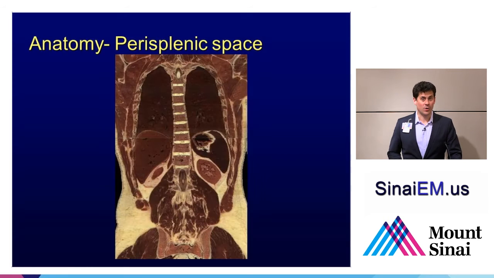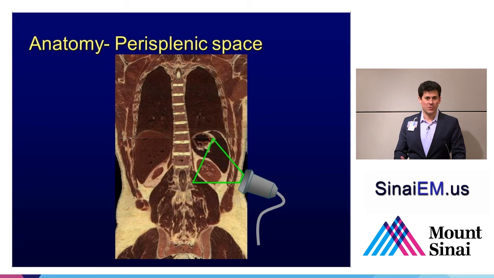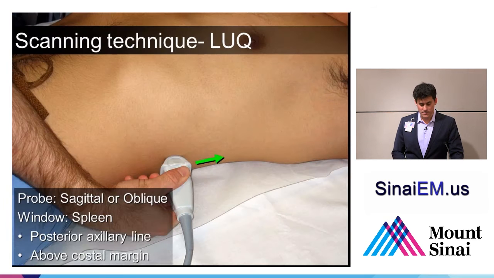So moving on to the left upper quadrant, we're going to go back to this coronal slice through the human anatomy to see where we would actually place the probe. It's going to be in a coronal or sagittal section oriented up towards the patient's head, and we're going to use the spleen as a window looking into the area all around the spleen. So the probe should be held in a sagittal orientation with the probe marker towards the patient's head.